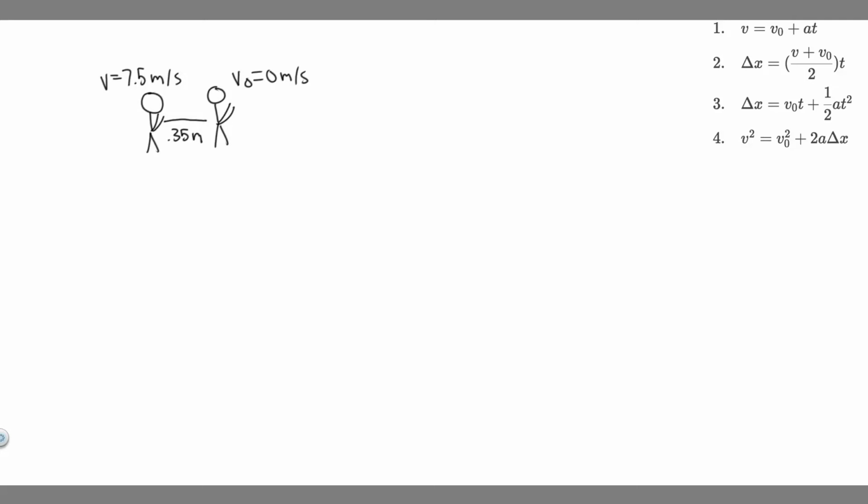In this problem, we're told an unwary football player collides with a padded goalpost while running at a velocity of 7.5 meters per second and comes to a full stop after compressing the padding and his body 0.35 meters. A. What is his deceleration? And B. How long does the collision last?